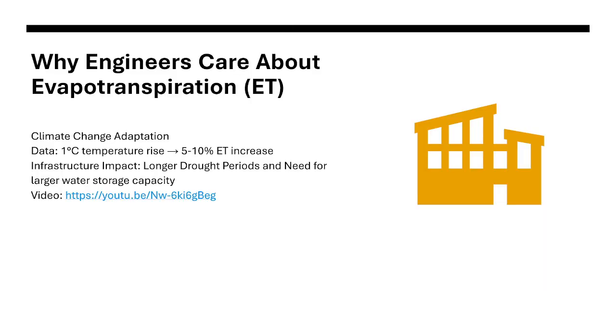Then we have the last one: why engineers care about evapotranspiration. We have climate change adaptation. According to the data, a 1 degree temperature rise leads to a 5 to 10% heat increase. For infrastructure impact, we have longer drought periods and the need for larger water storage capacity.